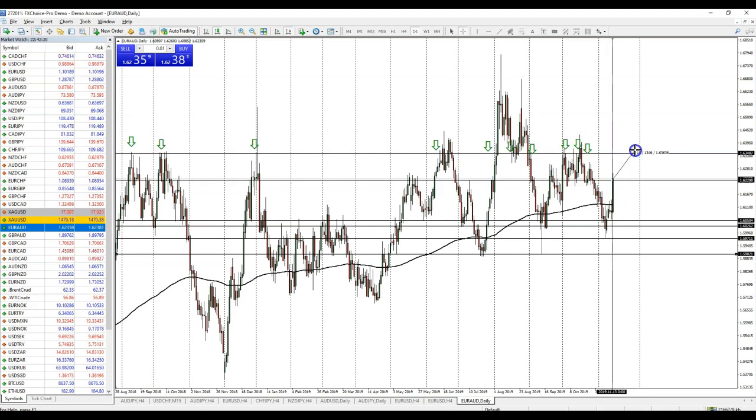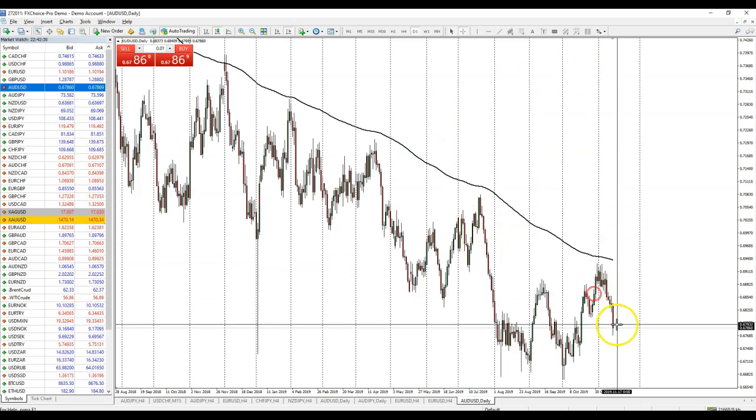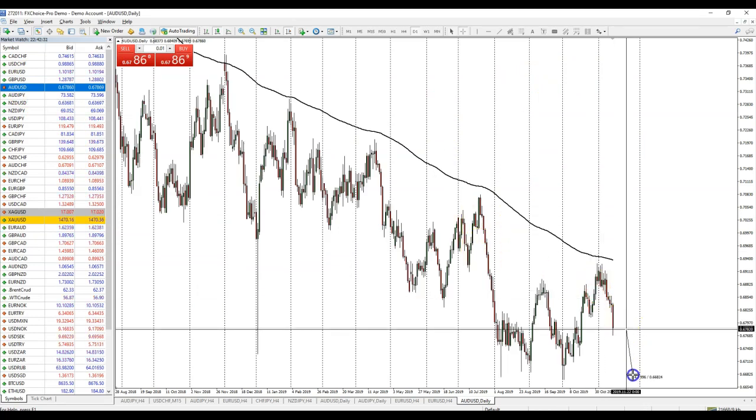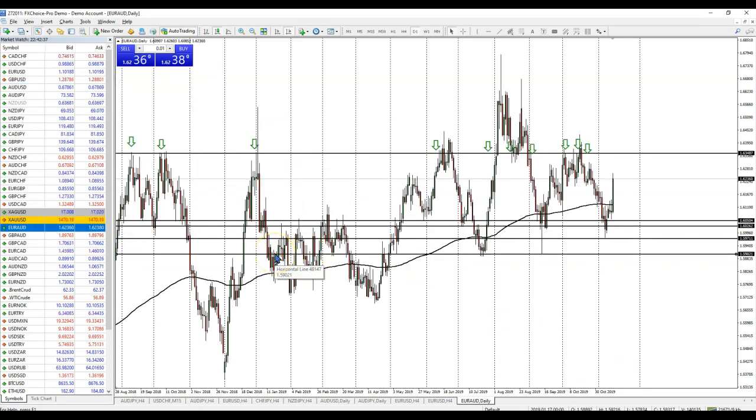Probably see the euro aussie creep up to another 125 pip plus, and we'll probably see the Aussie dollar continue to tank just a little bit more. So see the Aussie dollar go down at least another 100. This is the way that I like to trade. Super simple. Anyone can do it. You don't have to be a professional. Trade when you feel like it, but always put a stop loss.